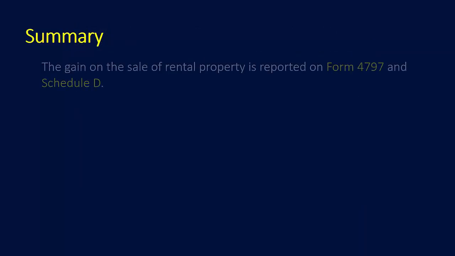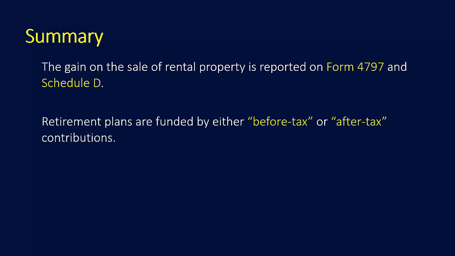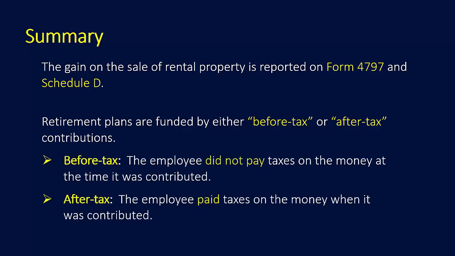So, in summary, the gain on the sale of rental property is reported on Form 4797 and Schedule D. Retirement plans are funded by either before-tax or after-tax contributions. Before-tax dollars means that the employee did not pay taxes on the money at the time that it was contributed. After-tax contributions means that the employee paid taxes on the money when it was contributed.